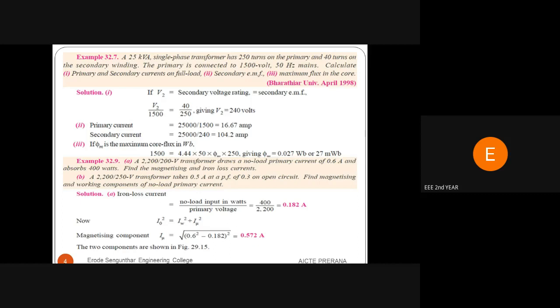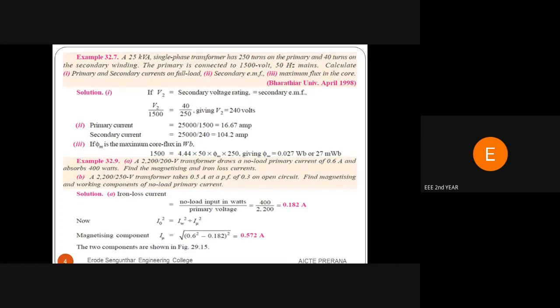The transformer draws a no load primary current of 0.6 ampere and observes 400 watts. Find the magnetizing and the iron loss components. It is one problem.